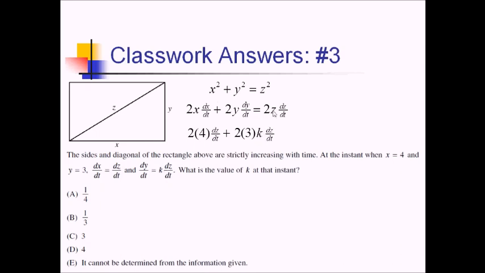Over here, what's z? I don't know, but we could figure it out. So using Pythagorean theorem, if x is 4 and y is 3, z is going to be the square root of 4 squared plus 3 squared, which is the square root of 25, which is 5. So we're going to have 2 times 5. And then dz over dt, they didn't give us any other information about.